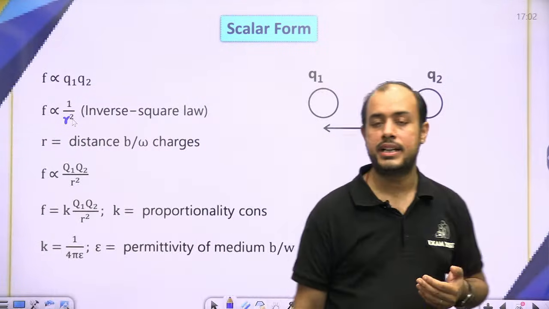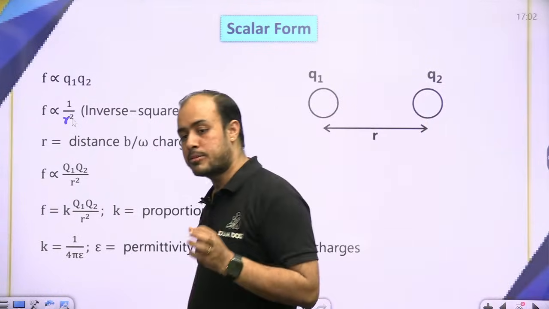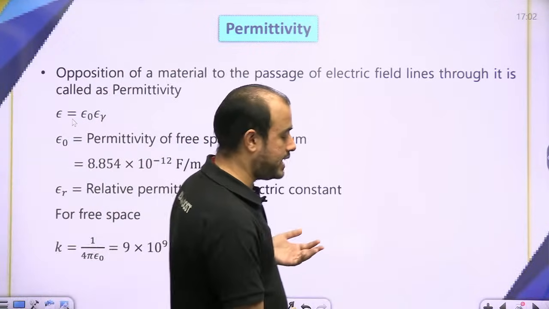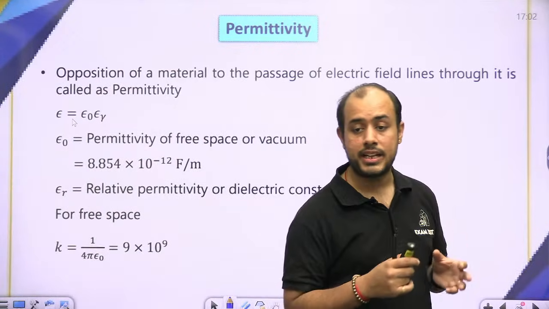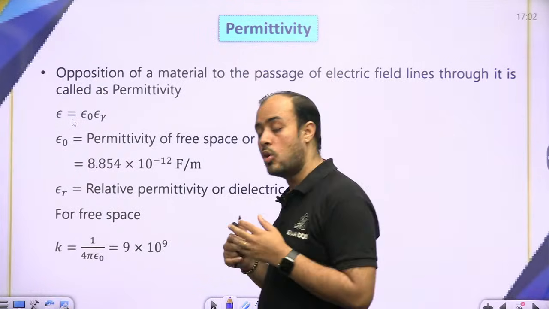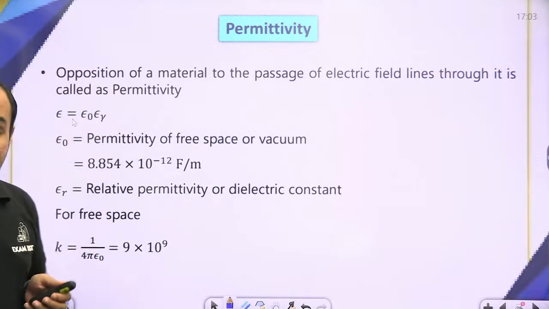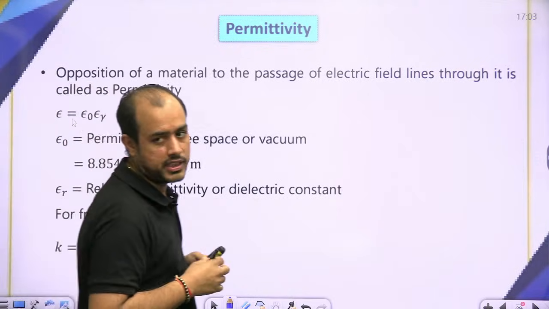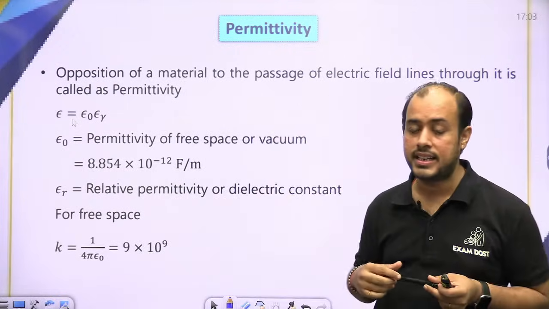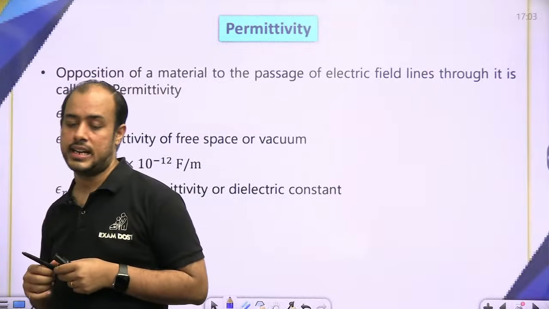Epsilon is the permittivity of the medium between the two charges. So what is epsilon? Permittivity. Now what is permittivity? Many people say, sir, permittivity means permission. Permission of a material to allow the passage of electric field lines. But exactly the definition is opposite. Permittivity is the opposition that a material offers to the passage of electric field lines.